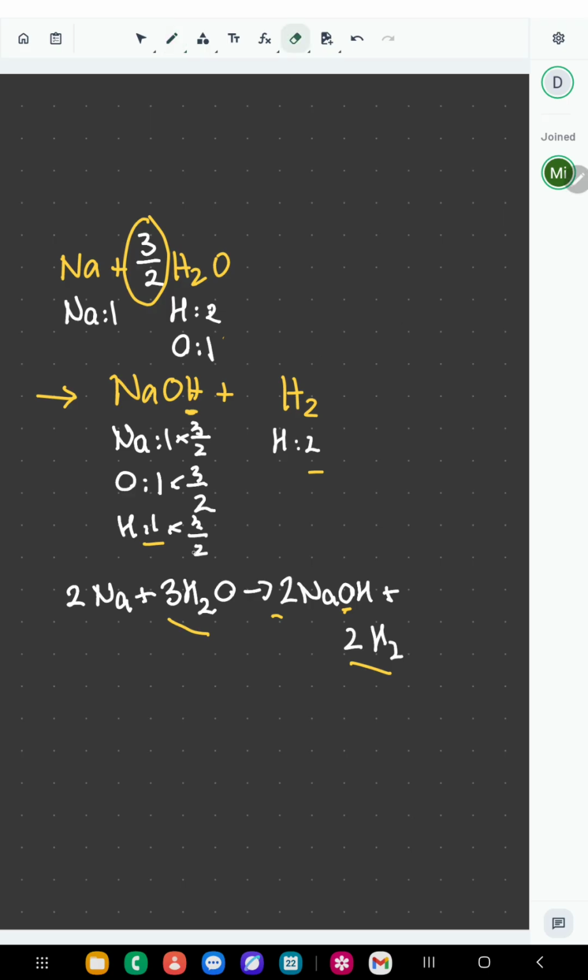Yeah, so this is what you're going to do. You make sodium 2. You do trial and error. If you start with hydrogen 2, then you have 3 here. So you just make hydrogen 4. Make it 4, so it will be divisible by 2. So you can write here 2 to make it 4. Then it will be easier. Then you add 2 here. Yeah.